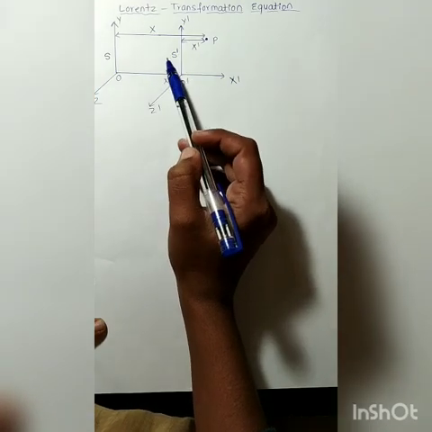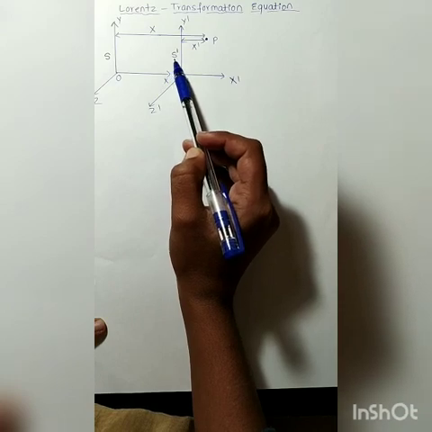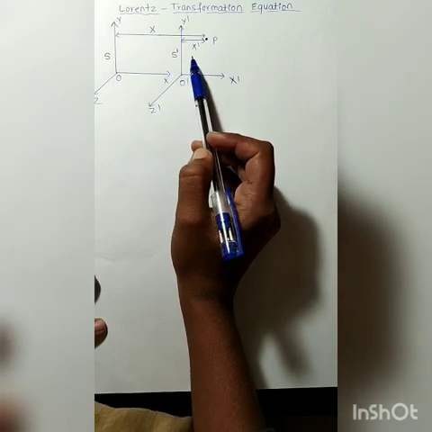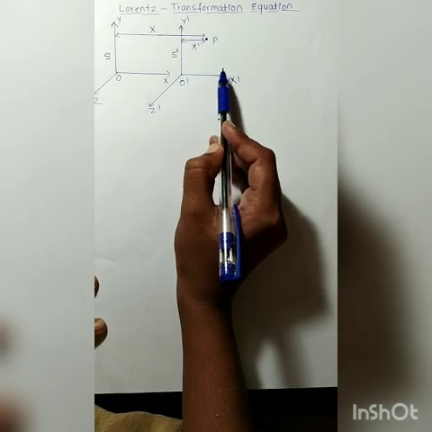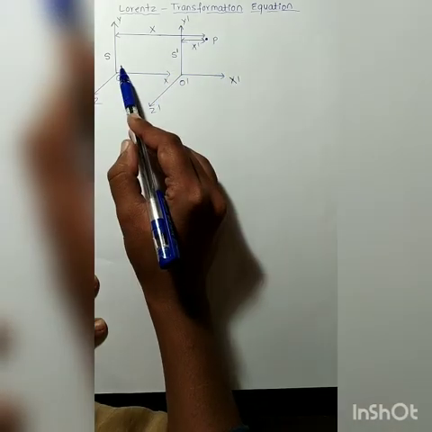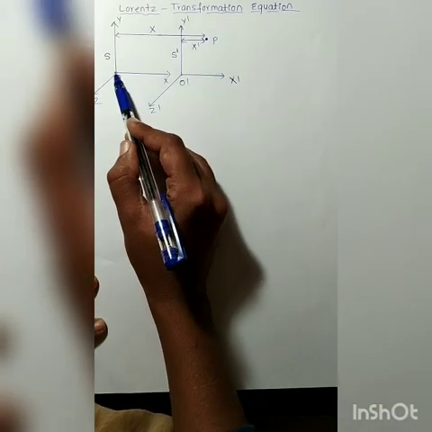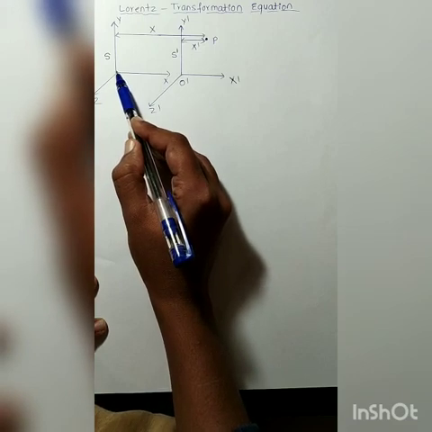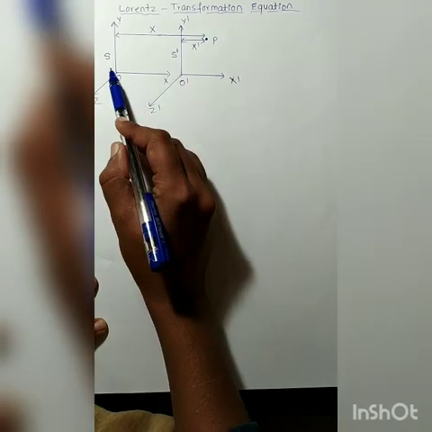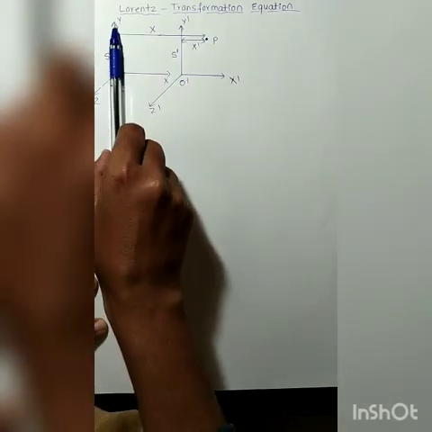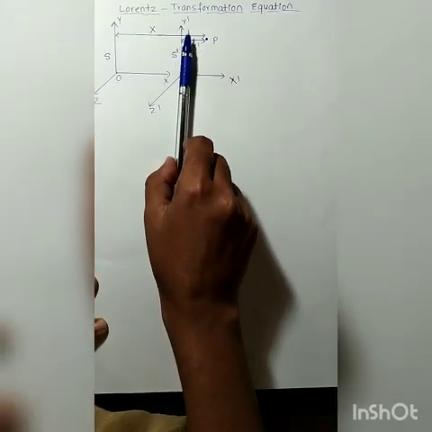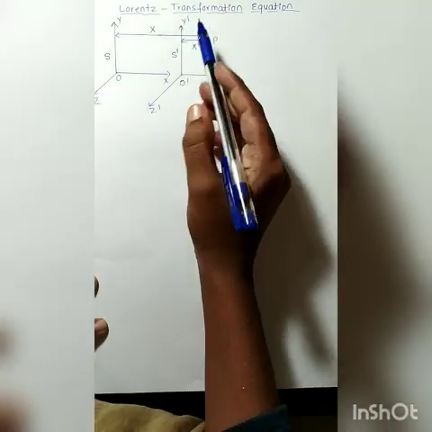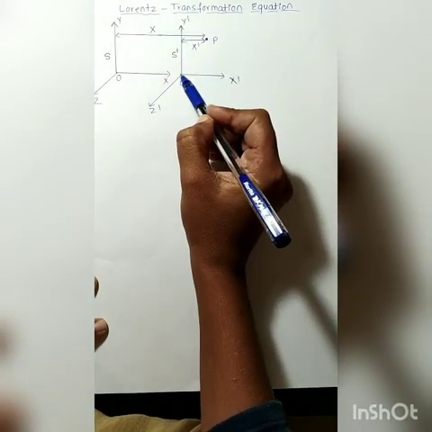Here, the second frame of reference, which we are calling S dash, is moving along the positive direction of the x-axis. Starting, both the frames of reference are at 0, at the origin. But as the time starts, the second frame of reference starts to move along the positive direction of the x-axis, and after time t seconds it reaches this position.